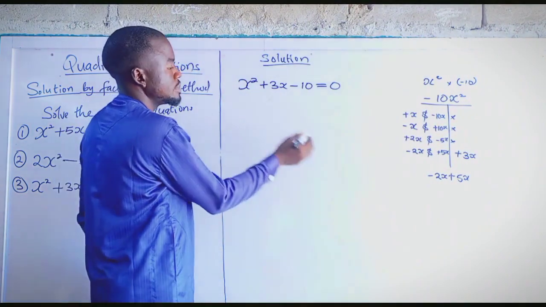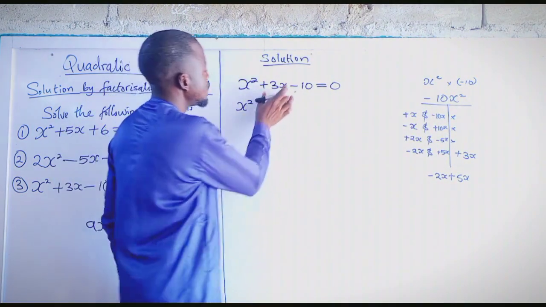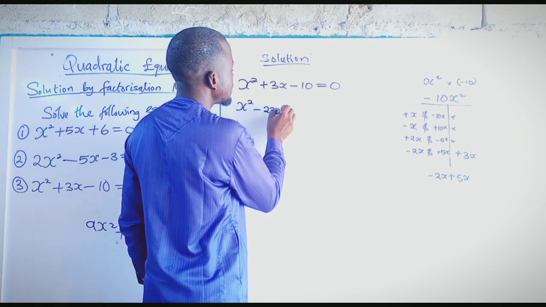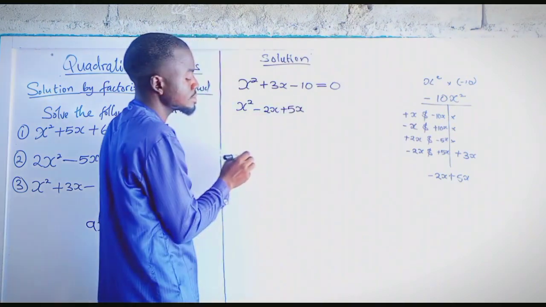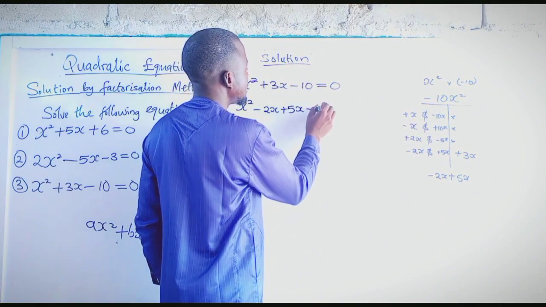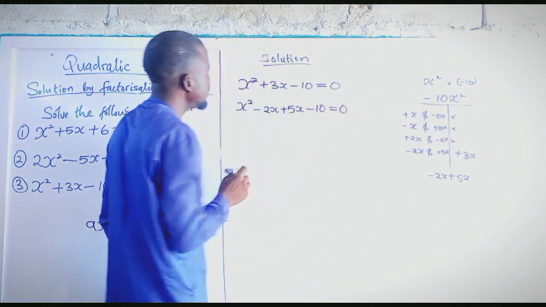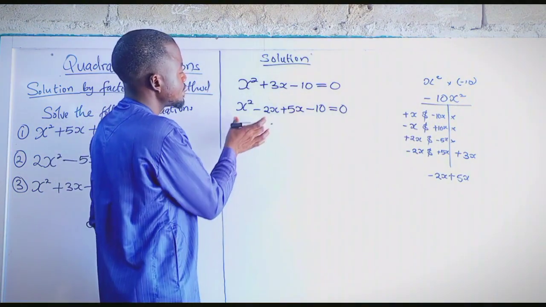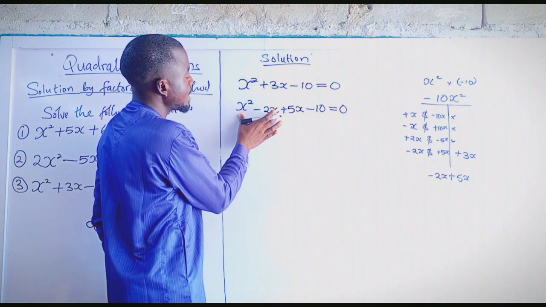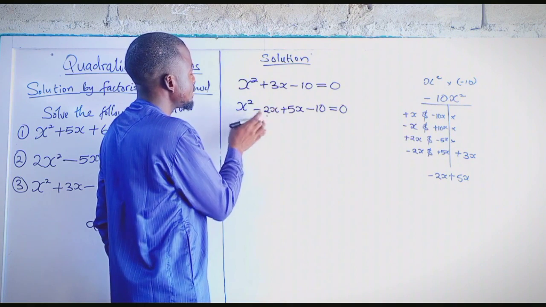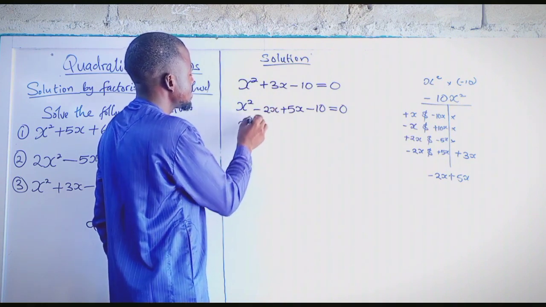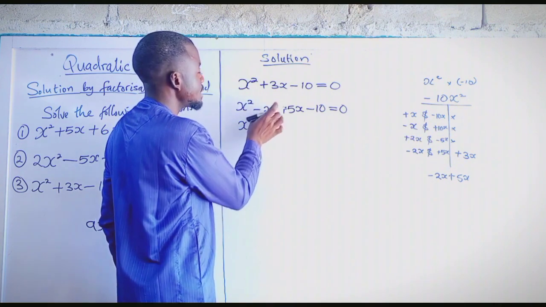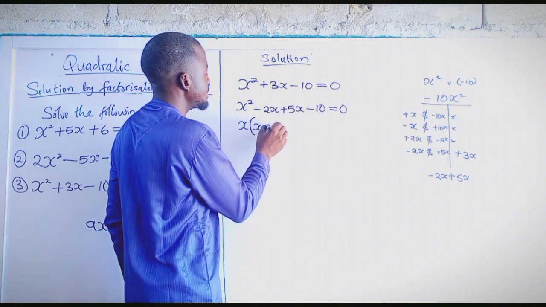Then we solve. So we have x squared, and instead of 3x, we now bring in minus 2x plus 5x, minus 10 is equals to 0. Now we group and factorize. The first one is x squared minus 2x. What is the highest common factor? The highest common factor here is x. We open the bracket: x squared divided by x is left with x, and 2x divided by x is left with 2.